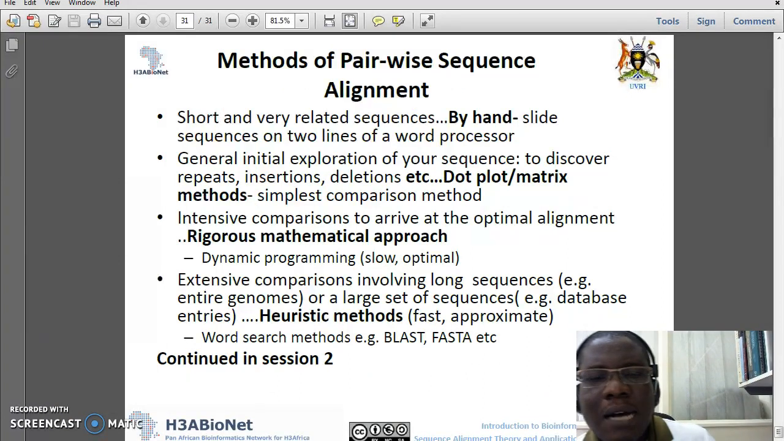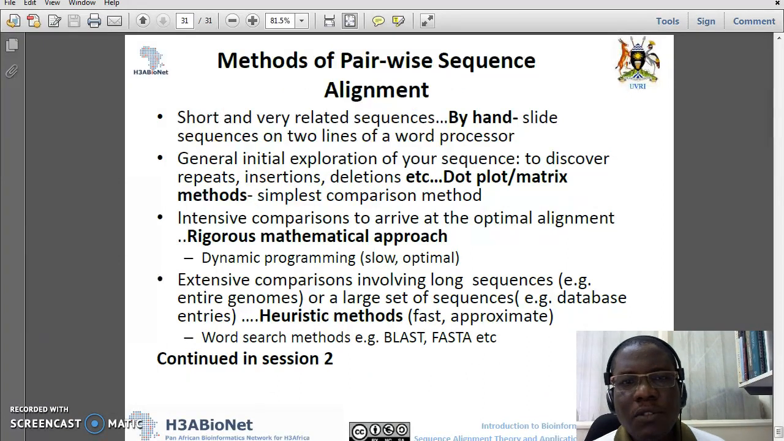So we've learned how to score an alignment, but how do we really make one, and using which methods and for what situation? When you have short and very related sequences, doing it by hand can work. Just slide the sequences on 2 lines of a word processor and you'll be able to compare them and align them. That's easy.